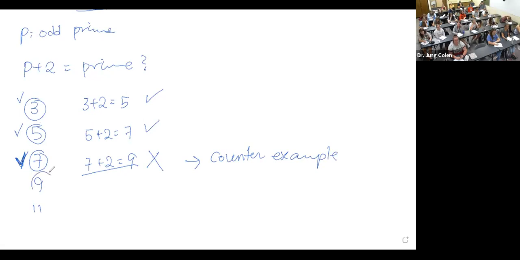How about 9? Is it an odd prime number? No, it's not even a good candidate. You don't even have to look at that as a counterexample. How about 11? Is it an odd prime number? Yes, so it's a good candidate. 11 plus 2, what is it? Is it a prime? Yes. So all of these make the statement true. If you're using only these numbers, it's going to give you true statements, and you can conclude that if P is an odd prime, then P plus 2 is also prime.